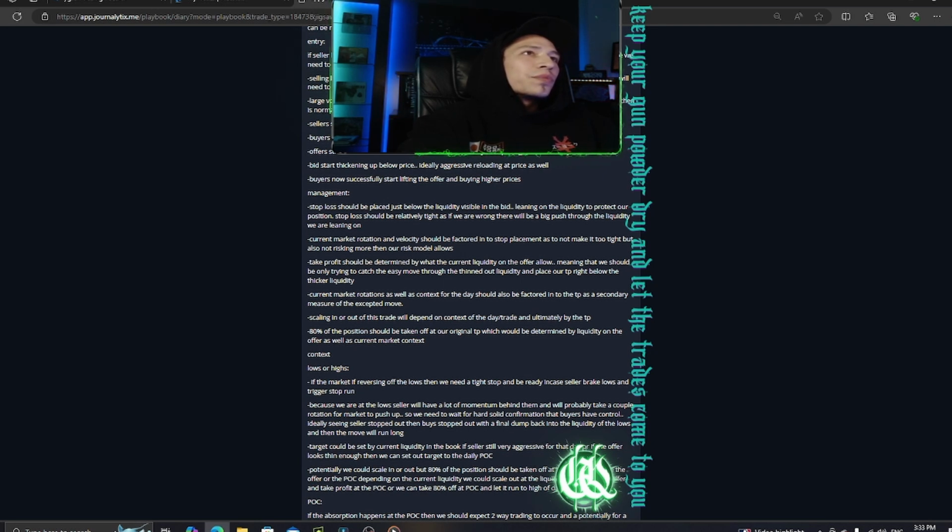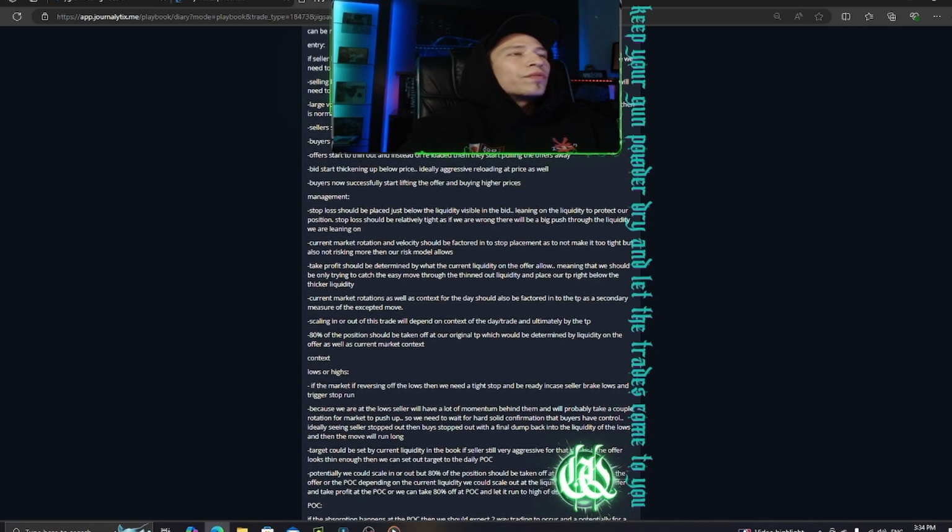Large volume being absorbed relative to the current velocity of the market. Higher than normal volume at specific price levels. Sellers start to get exhausted and selling velocity starts slowing down. Buyers start getting more aggressive and trying to lift offers. Offers start to thin out, and instead of reloading them, they start pulling the offers away. Bids start thickening out below price, ideally aggressive reloading at price as well. Buyers now successfully start lifting the offer and buying higher prices. So that's what I want to see for an entry.